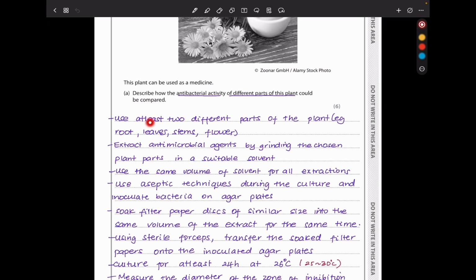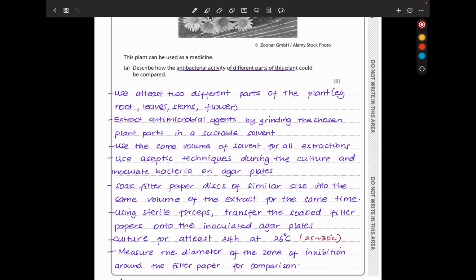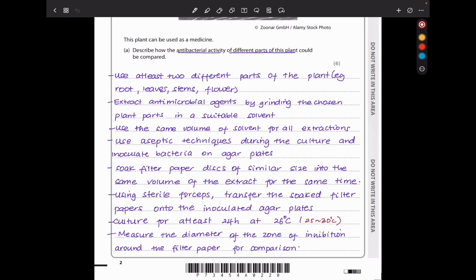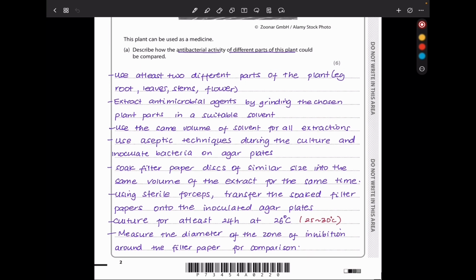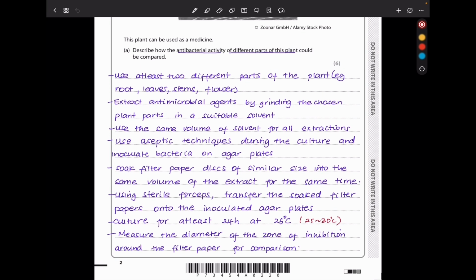So I said, use at least 2 different parts of the plant. It could be roots, leaves, stems, or flowers. Then you extract the antimicrobial agents by grinding the chosen plant parts in a suitable solvent. Use the same volume of solvent for all extractions, and then use aseptic techniques during the culture and inoculate bacteria on agar plates. Then soak filter paper discs of similar size in the same volume of the extract for the same time. Use sterile forceps and transfer the soaked filter paper onto the inoculated agar plate.